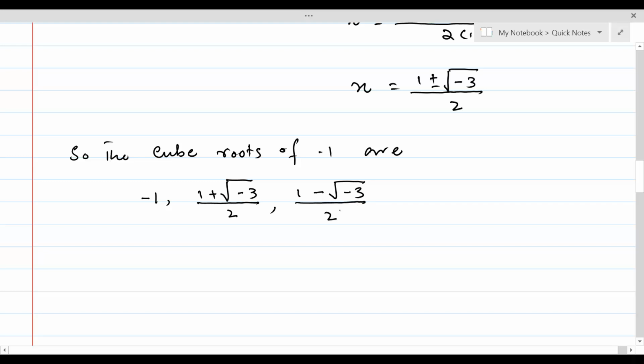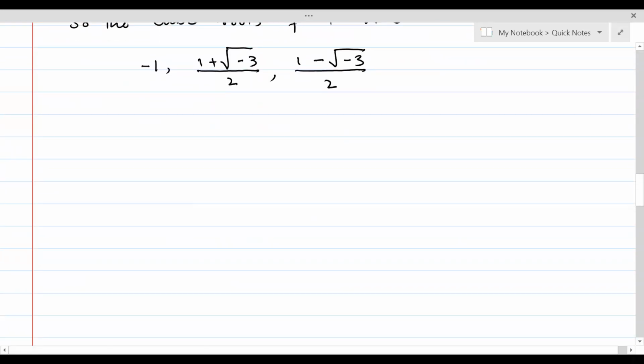So these are the cube roots of -1, and next we are going to show that 1 plus square root of -3 over 2 power 9 plus 1 minus square root of -3 over 2 power 9 is equal to -2. So we'll take the left hand side.